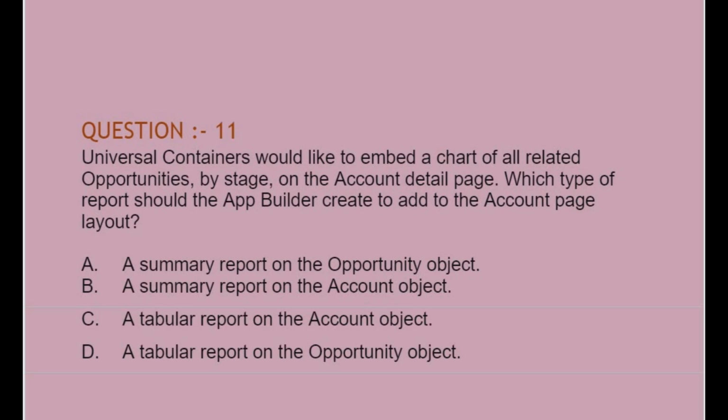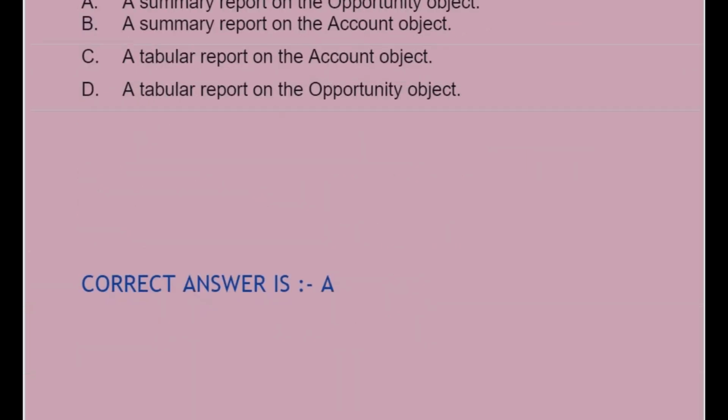Question is Universal Containers would like to embed a chart of all related opportunities by stage on the account detail page. Which type of report should the app builder create to add to the account page layout? Option A. A summary report on the opportunity object. Option B. A summary report on the account object. Option C. A tabular report on the account object. Option D. A tabular report on the opportunity object. Correct answer is option A.